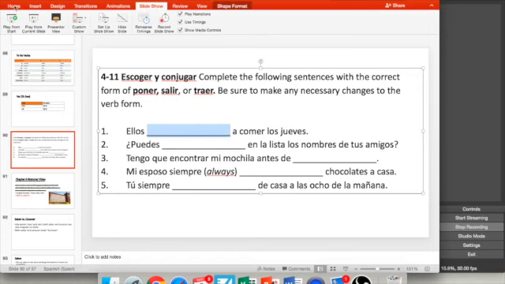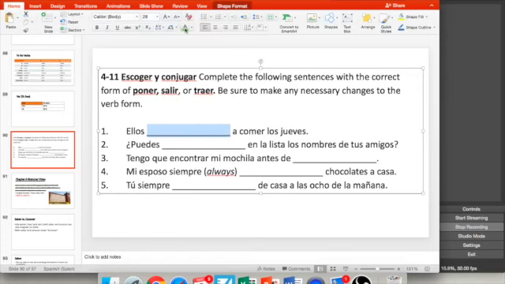So a lot of students just want to take this verb, salir, and drop it in there just like that. Oh, we're done. Ellos salir a comer los jueves. However, we can't just say ellos salir a comer los jueves. That says they to go out to eat on Thursday. So we want to say they go out to eat.